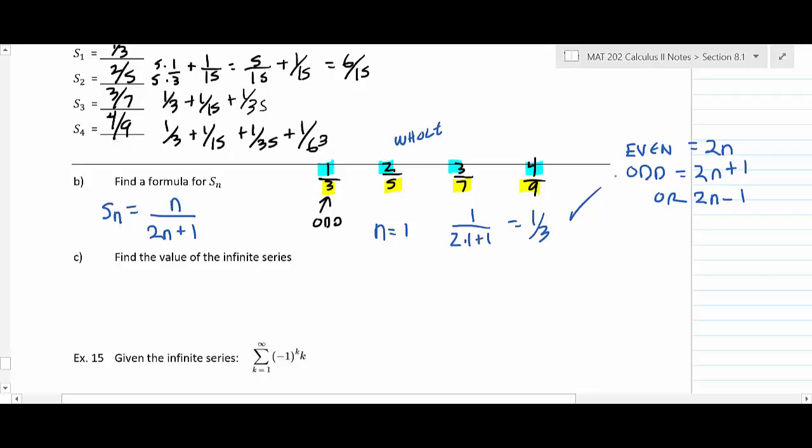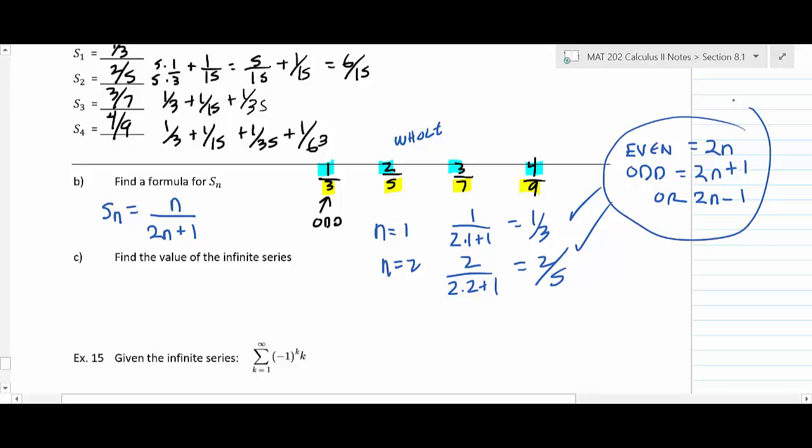And it'll keep working. You go to n equals 2, and you've got 2 over 2 times 2 plus 1, so that's 2/5, and so forth. That's the idea. Does that make sense to everybody, what that formula is and how I came up with it? This is probably real important to know. It's easy to remember, and you're going to express it like that.